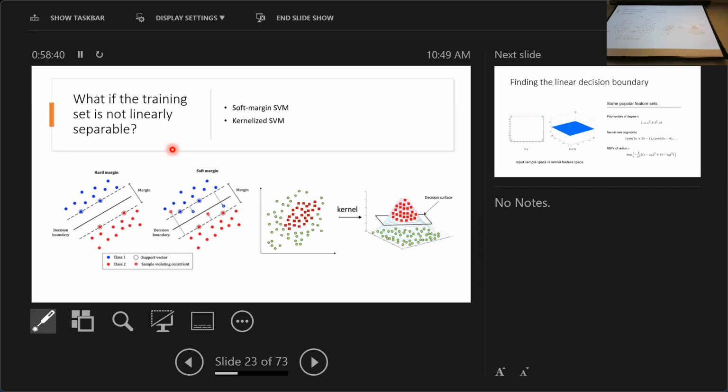That's my classification problem. I have 4 data points. Two belong to the red category, two belong to the green category. But there's no way I can draw a line to separate them. So this becomes a nonlinear problem. You just cannot draw a line to separate them.